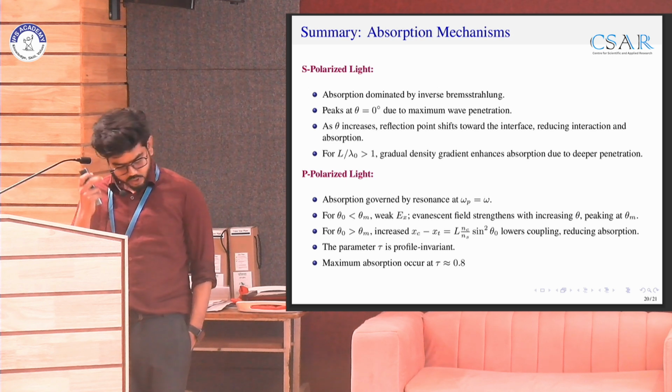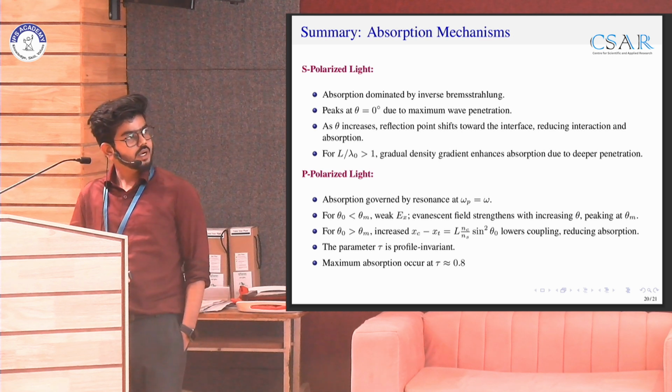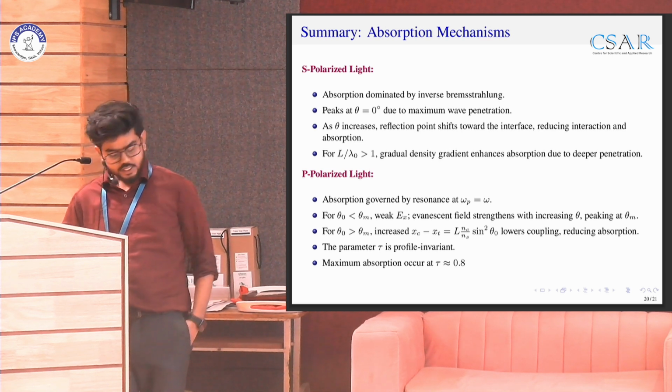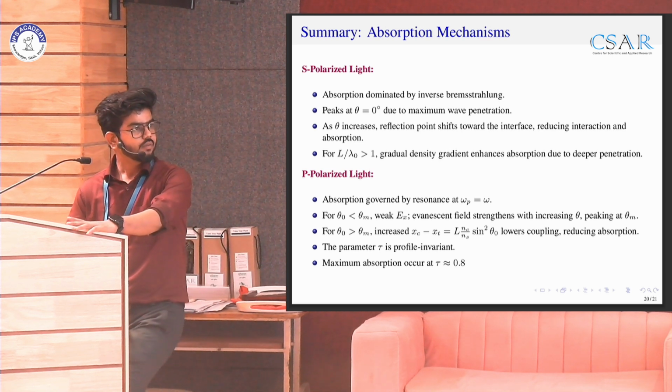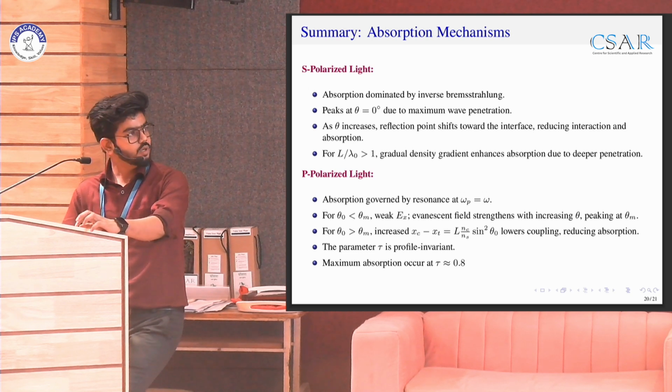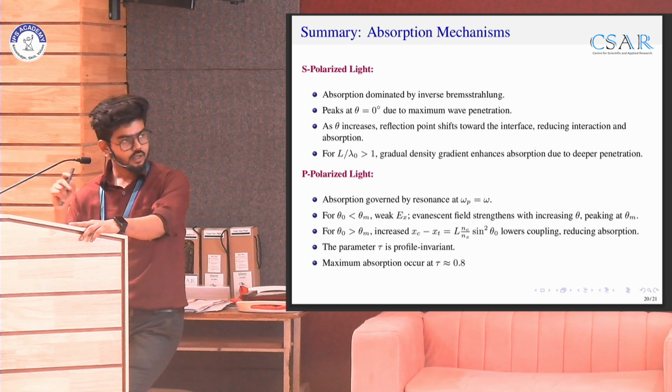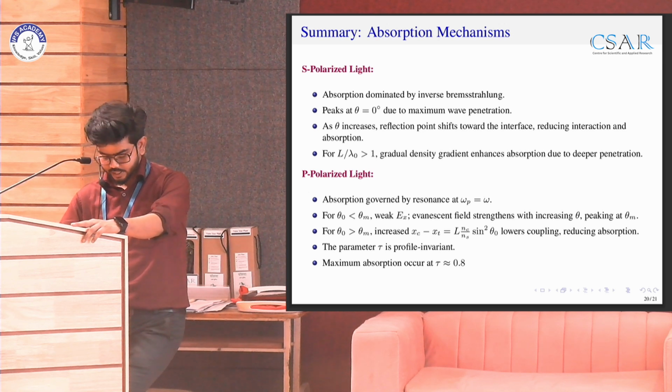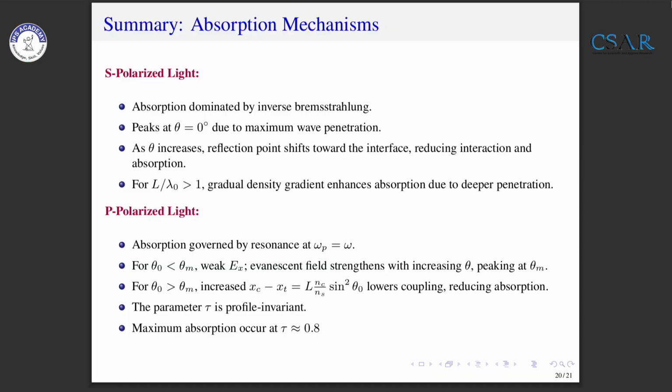In the case of p-polarized light, absorption is governed by resonance absorption. At theta optimum, which occurs when tau is equal to 0.8, the evanescent field is strengthened with increasing theta, peaking at theta optimum. For theta greater than theta optimum, the distance between the critical layer and the turning point increases. Due to this lower coupling, the absorption is reduced.